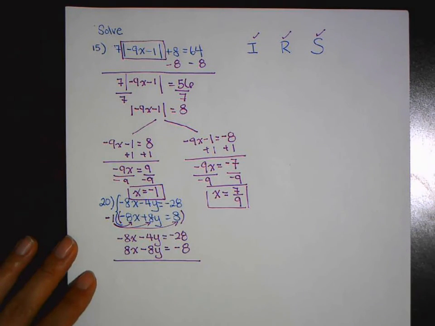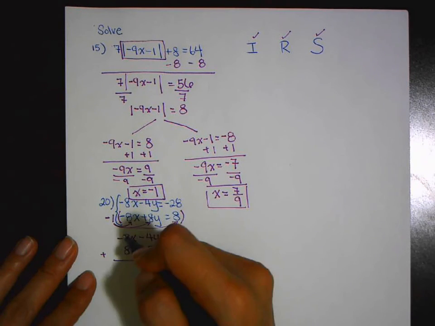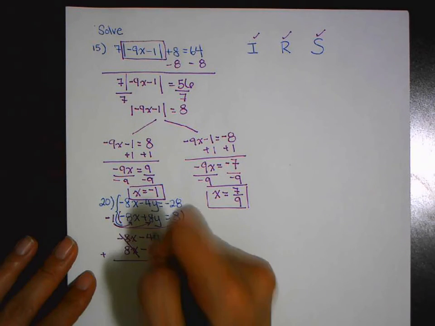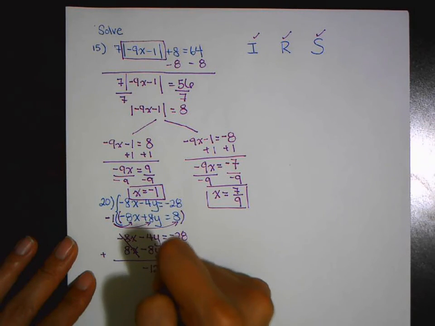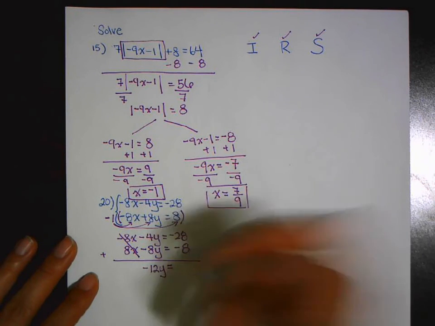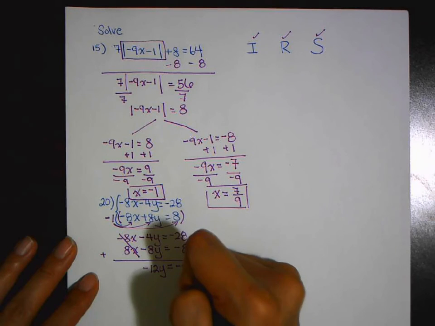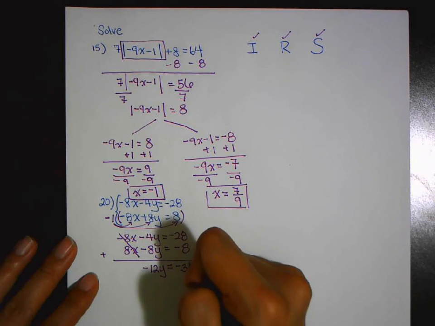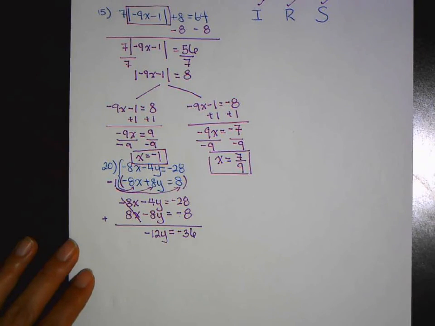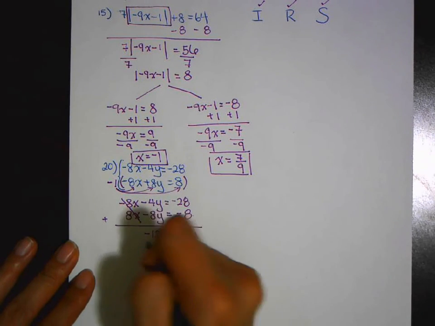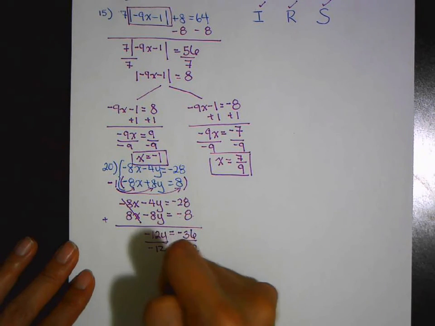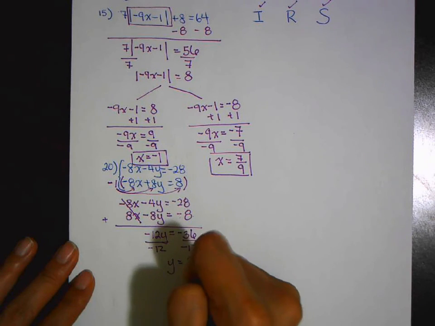And I'm going to add the 2 together. Combine my terms. Negative and positive go away. Negative 4 and negative 8, negative 12y equals negative 28 and negative 8. It's going to give me negative 36. Now that I got rid of one variable, I can solve for y. Divide by negative 12 on both sides. I get y equals positive 3.